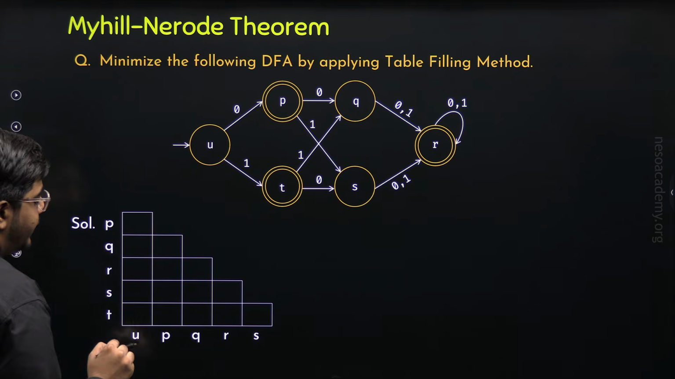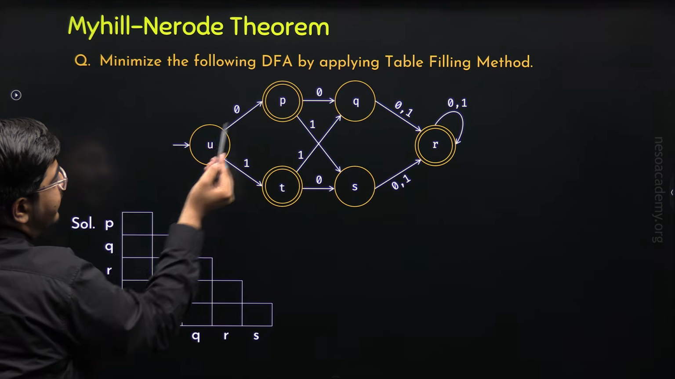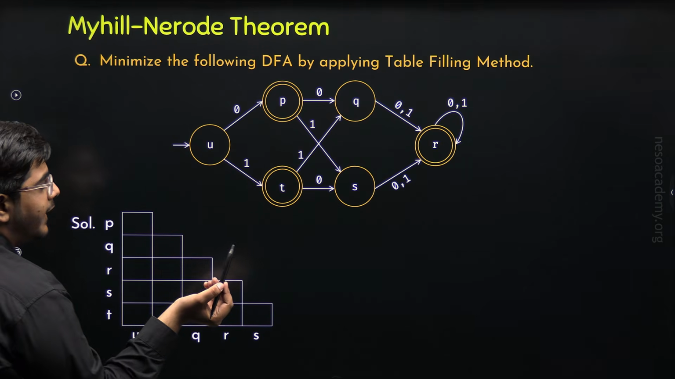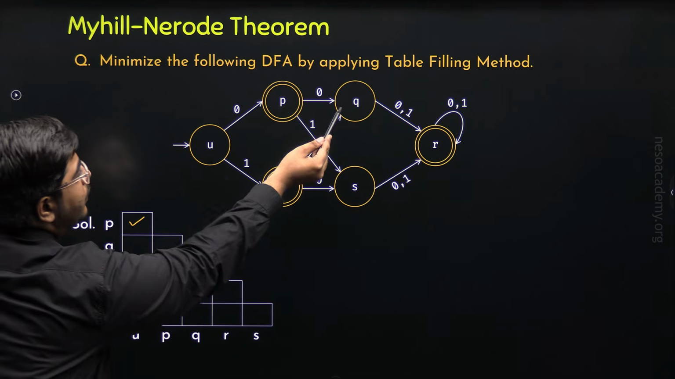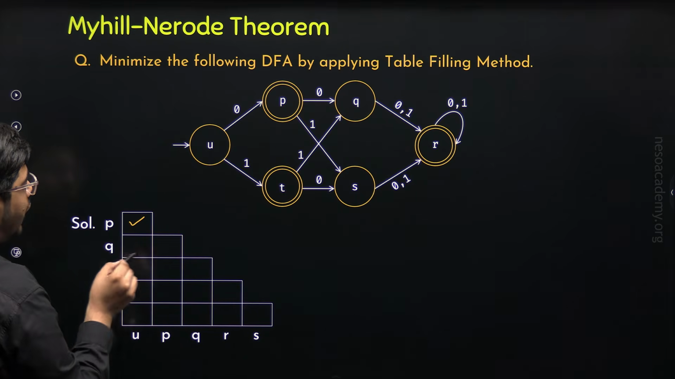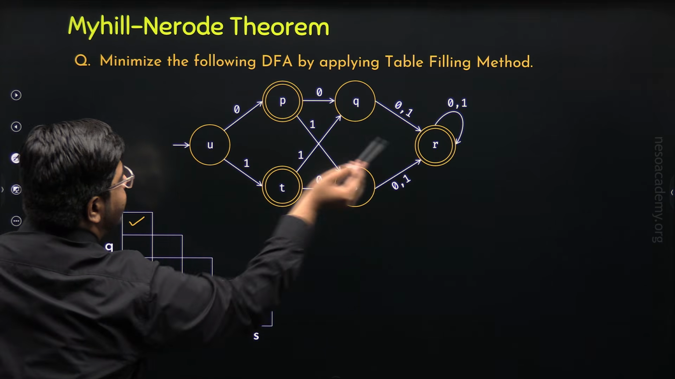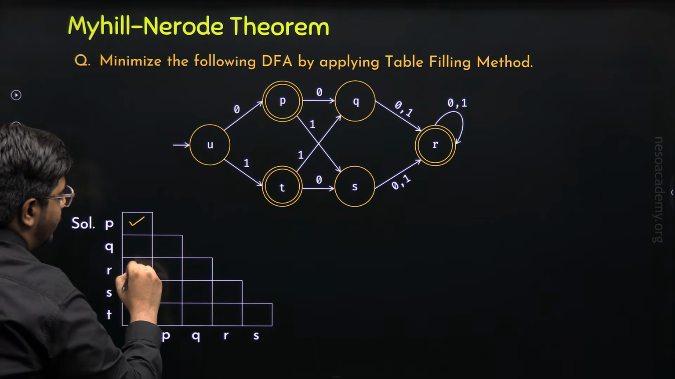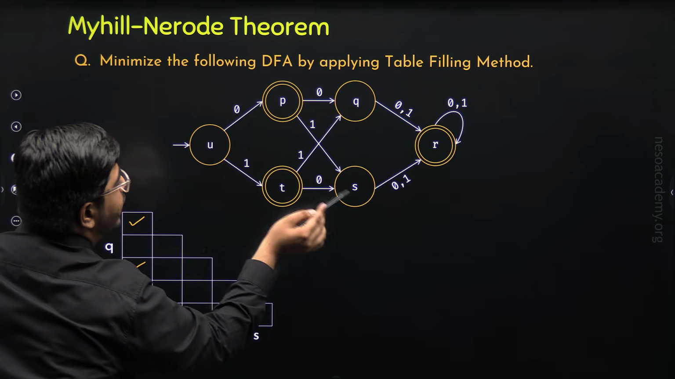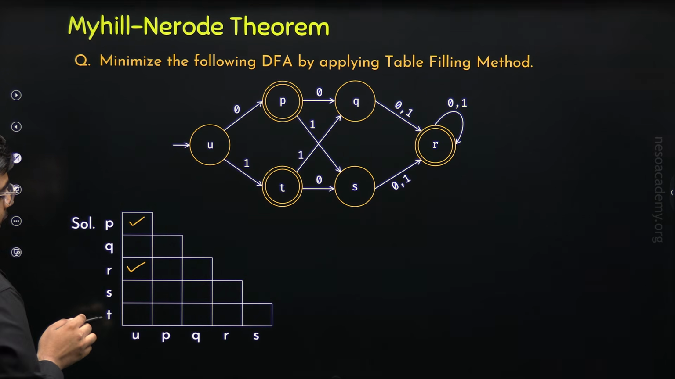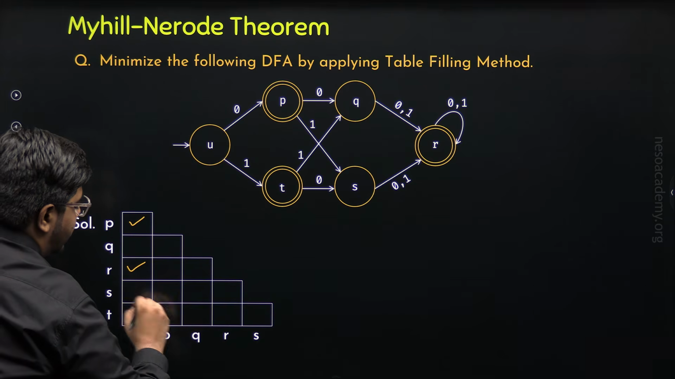The first cell is PU. P is final and U is not final. That means it is satisfying the condition. So we can mark this particular cell. Next is QU. Q and U both are non-final. So we will not mark this particular cell. RU. We have R and U. R is final and U is non-final. So we can mark RU because it is satisfying the condition. Then we have SU. S and U both are non-final. So we cannot mark SU. Then we have TU. TU, final, non-final. So we can mark TU.